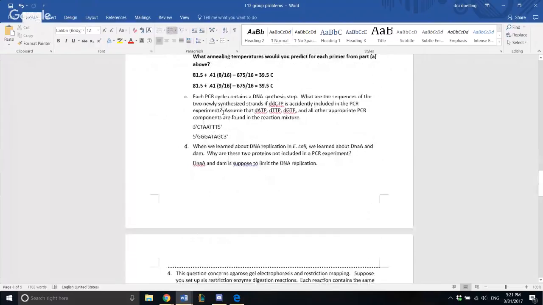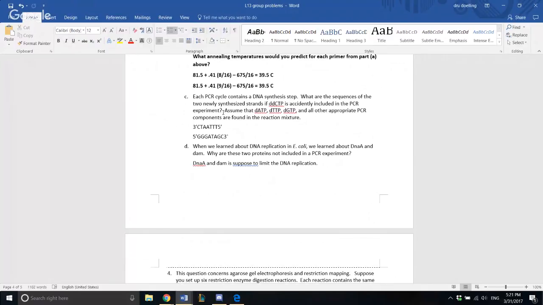Each periodic cycle contains a DNA synthesis step, where the sequence of the 2 newly synthesized strands of dTCTP was actually included in the PCR experiment. So what we did was 3 to 5, the CTAA, TTT, and then the 5 to 3, the GGG, AG, and ATG, C.